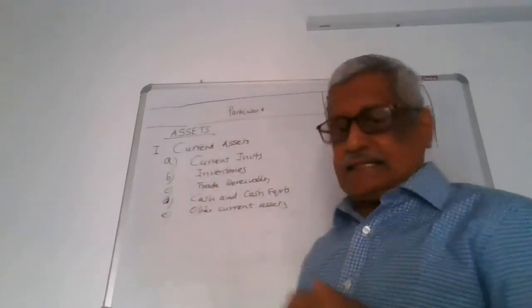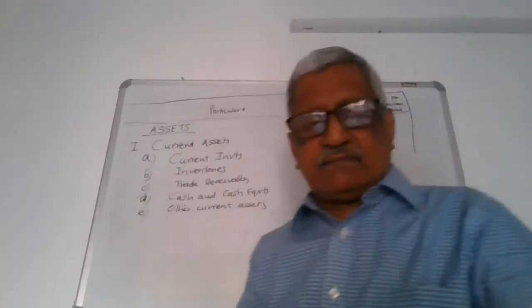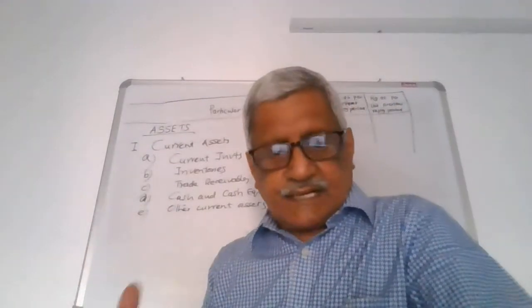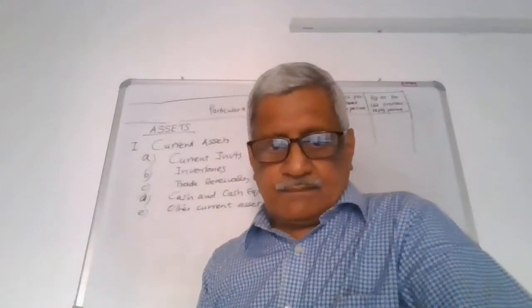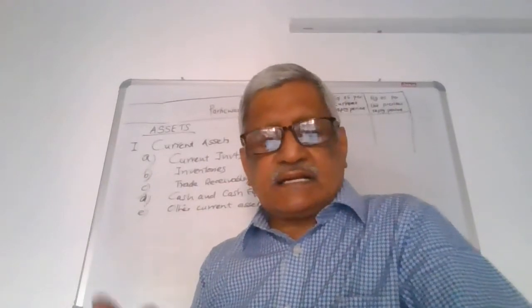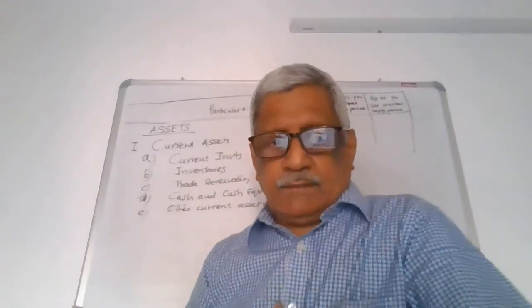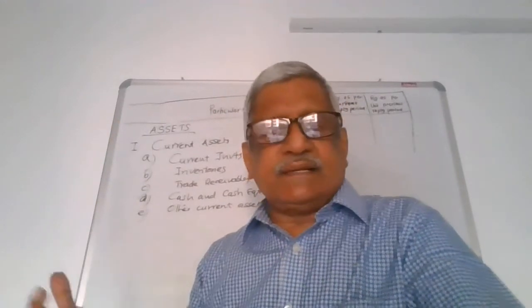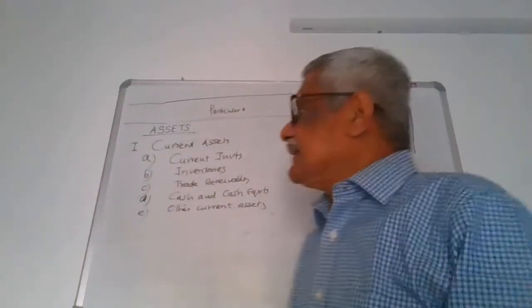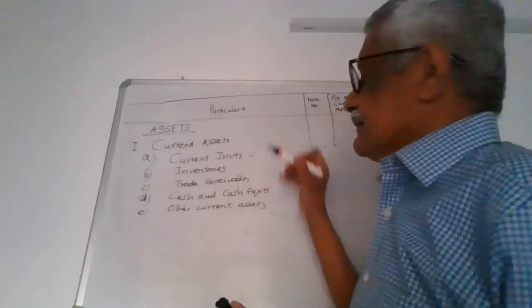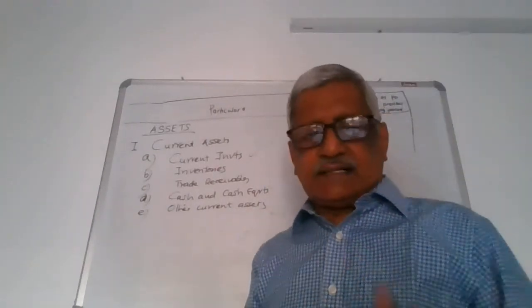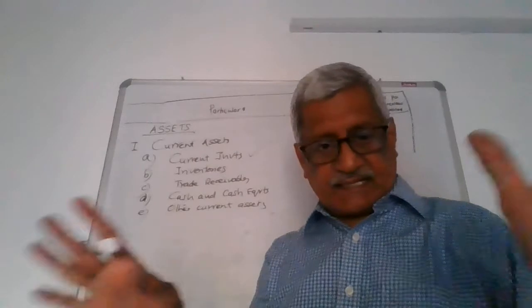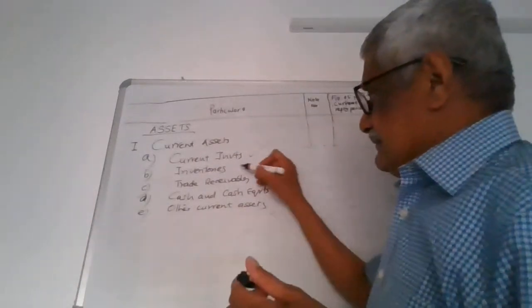First one is the current investment. Current investment is nothing but the company making investment in shares, debentures, bonds, etc., and they are available for sale. The moment there is an upswing in the share market, the company intends to sell it. So they are called current investment. The purpose is to convert that within a period of 12 months. The second one is inventories.